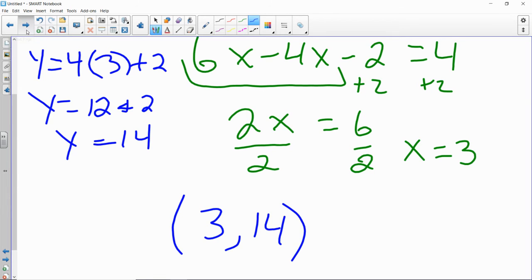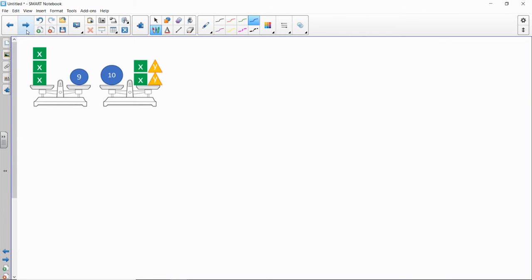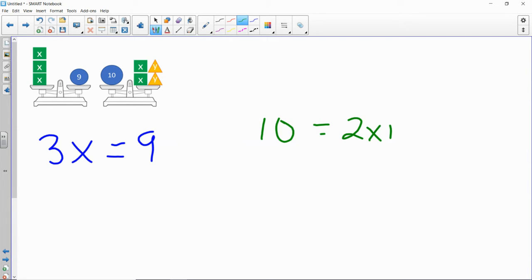Alright, so let's take a look at the second problem. So this is a visual, and we need to create the equations based on the visual. So the first scale, the first balance, tells me that on the left side I have 3x, and with the balance, that has to be equal to 9. The second scale, on the left side I have 10, and that's going to be equal to 2x's plus 2y's.